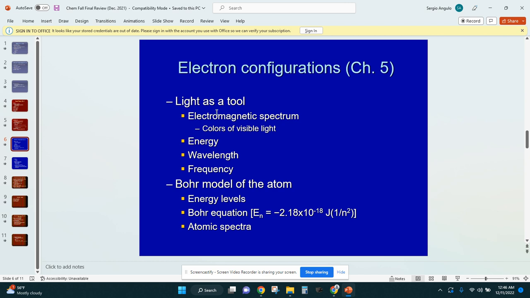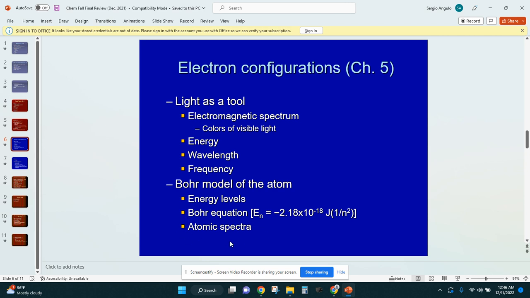Okay. So once we know all that, we can go ahead and dig into the atom. And that's what Niels Bohr did in his Bohr model of the atom. Using the Bohr equation that I have right here, he came up with the idea that electrons are in energy levels in an atom. Okay, and how did he come up with that? The atomic spectra that is given off by every element. Every element has its own unique atomic spectra, and it gives off specific wavelengths of light.